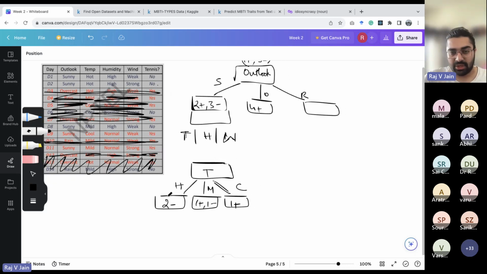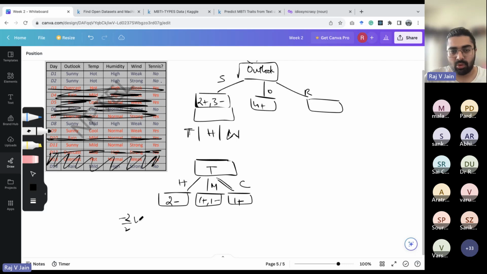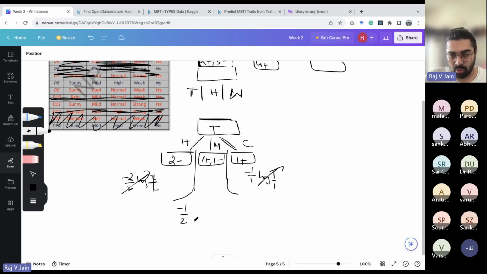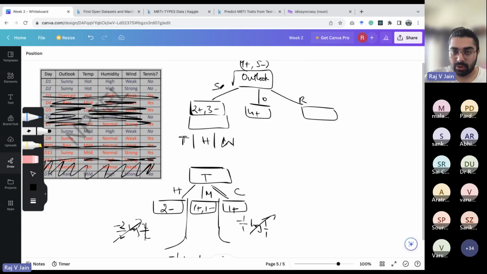So the hot is 0, right? Why? Again, same, minus 2 by 2 log 2 by 2. This is 1, so log becomes 0. Same thing for the cool one: I have 1 by 1 log 1 by 1, again 0. This is interesting, right? So here I have minus 1 by 2 log 1 by 2, plus minus 1 by 2 log 1 by 2. This is the entropy of the tennis variable when I have outlook equal to sunny and temperature equal to mild.